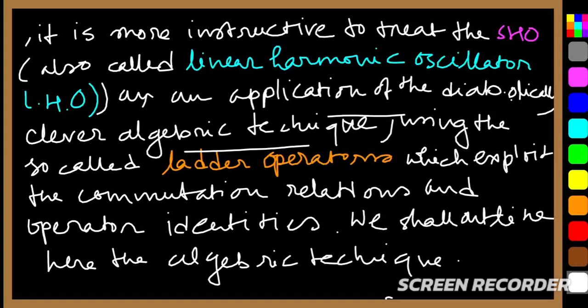So if you use the ladder operator, which is another type of operator, when you use it, there must be a commutation relation that should be exploited.